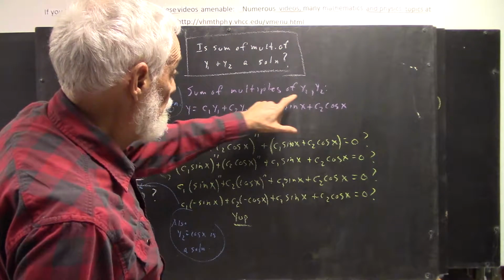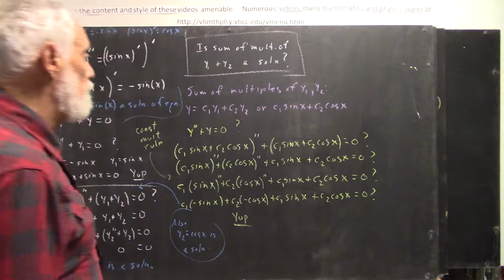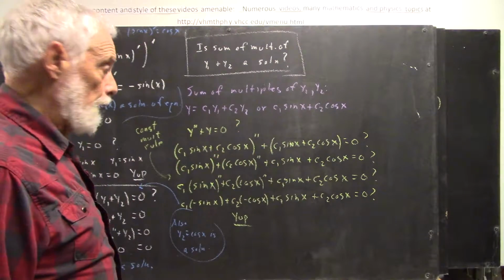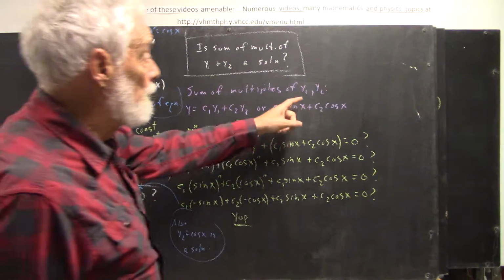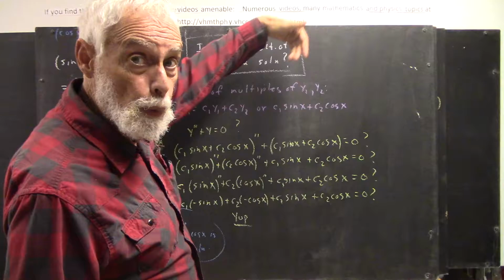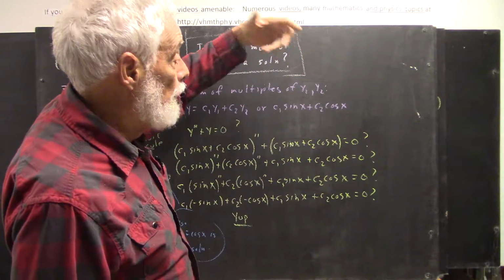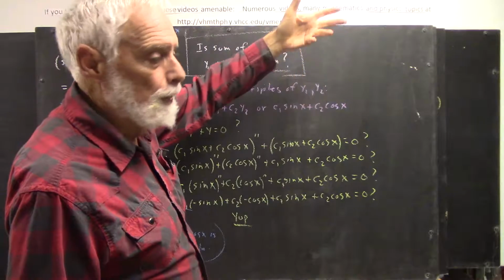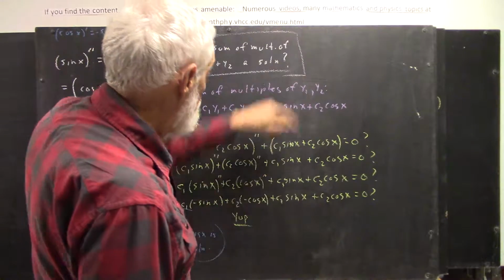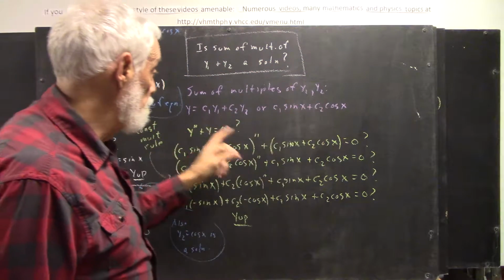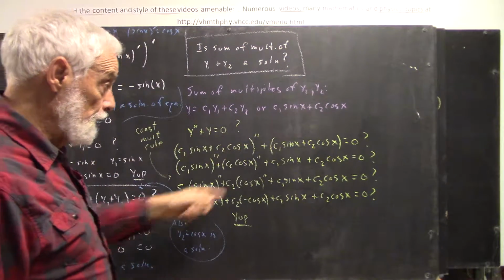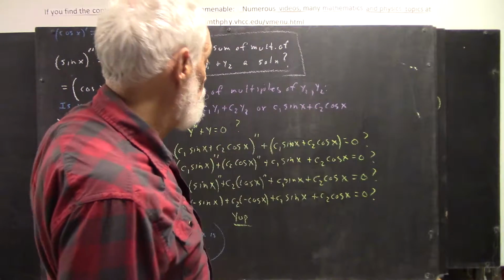Okay, well, what do we mean by sum of multiples of y1 and y2? That's a familiar type of question from your understanding of vector spaces. If I ask you for the sum of multiples of two vectors, v1 and v2 with arrows over them, I hope you would say an arbitrary sum of multiples would be c1 v1 plus c2 v2. Similarly here, a sum of multiples of y1 and y2 would be c1 y1 plus c2 y2. And in this case, that would mean c1 sine x plus c2 cosine x.